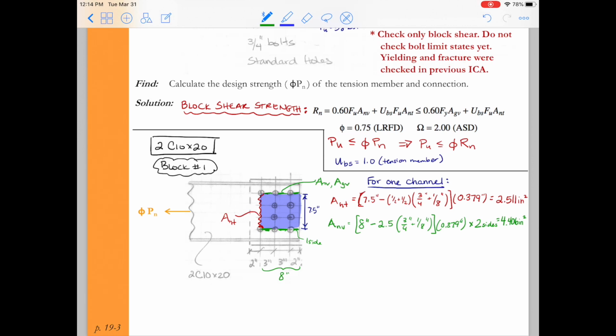Finally, I need to look at the gross shear area along that green line. The gross shear area doesn't have the subtractions for the bolt holes, so we just take the 8 inches times the 0.379 inches for the thickness of the channel web times the 2 sides again, and that'll give us a value of 6.064 inches squared.